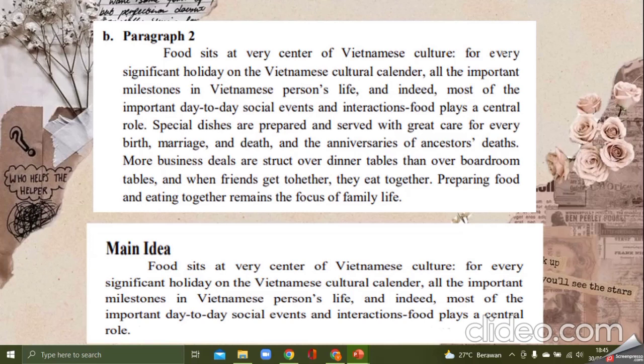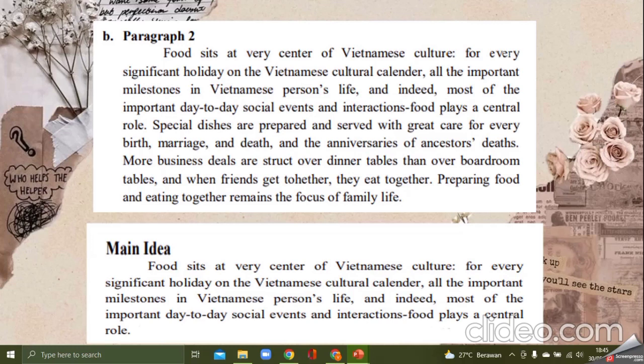Special dishes are prepared and served with great care for every birth, marriage, and death, and the anniversaries of ancestors' deaths. More business is done over dinner tables than over boardroom tables. And when friends get together, they eat together. Preparing food and eating together remains the focus of family life.